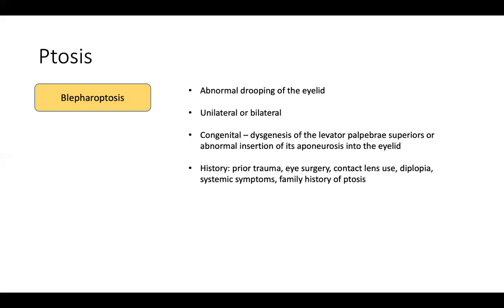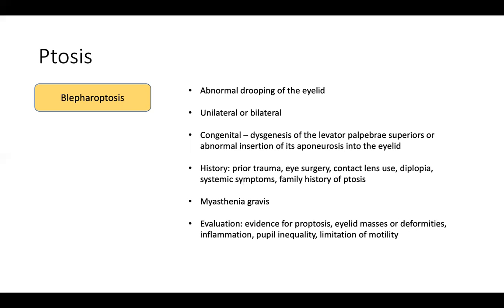A history of prior trauma, eye surgery, contact lens use, diplopia, systemic symptoms, or a family history of ptosis should be sought. Fluctuating ptosis that worsens late in the day is typical of myasthenia gravis. Ptosis evaluation should focus on evidence for proptosis, eyelid masses or deformities, inflammation, pupil inequality, or limitation of motility.